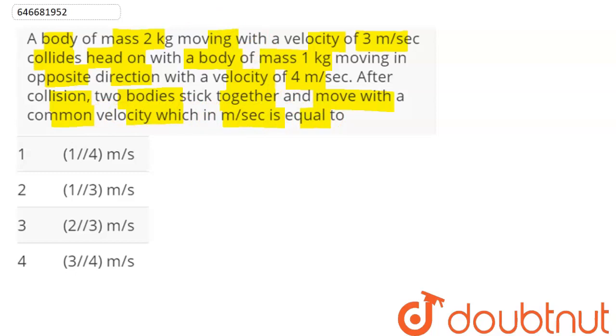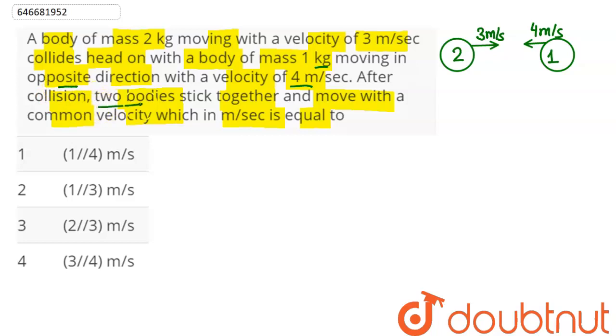So here it says there are, let's say, two bodies here. Now here it says these two bodies are moving in opposite directions. So here we can say in the first scenario the mass is 2 kg and velocity is 3 meter per second. And in the other case mass is 1 kg and velocity here is given to be 4 meter per second, but here in opposite direction.